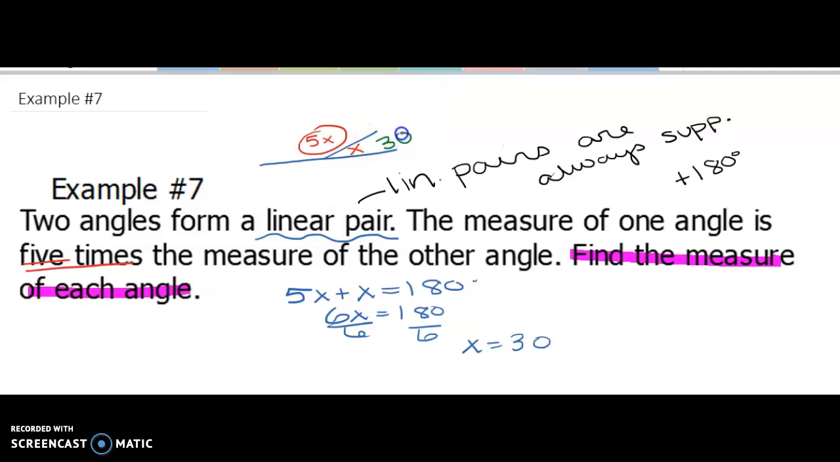So x is 30, so this is just 30. And this other angle is 5 times x. X is 30. So 5 times 30 is 150 degrees. So the two angles are 150 and 30 degrees.